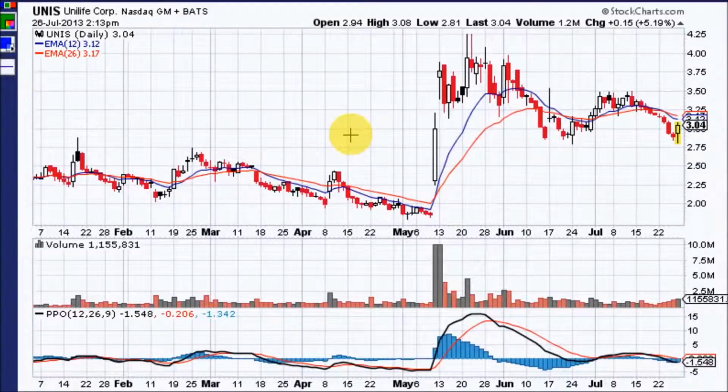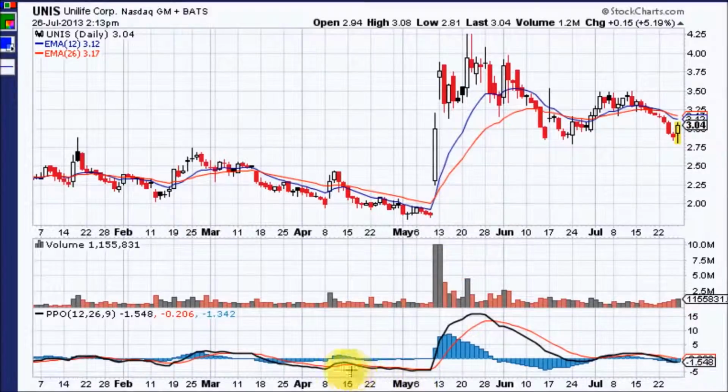Okay, now let's take a look at this beautiful setup here on UNIS. Now, as the stock was falling here, draw a trend line through these two highs. That brings you to right about here. The stock right here broke above it on super huge volume. That could have been a good earnings report or a good press release.